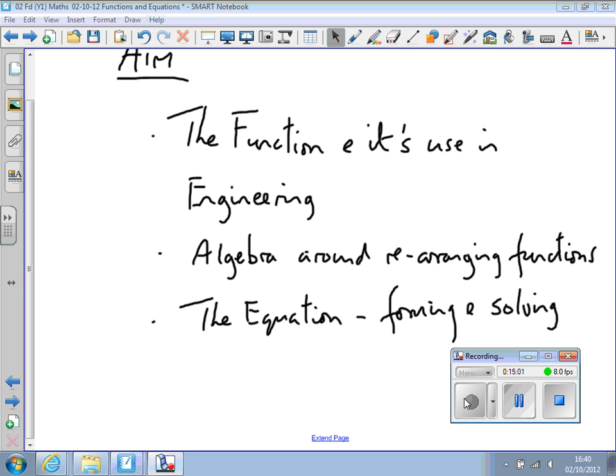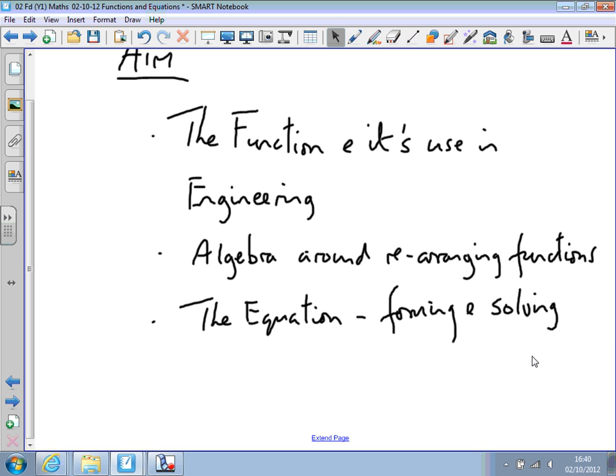Just look back at these aims. I had a feeling we might not get as far as the equation. We'll look at that next time. We've had a look at the function that's used in engineering, and we've looked at some of the rules of algebra. Make time, please, to carry on with those exercises and those questions on the rules of algebra.